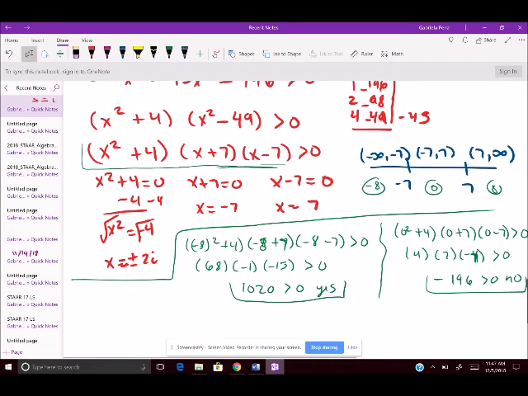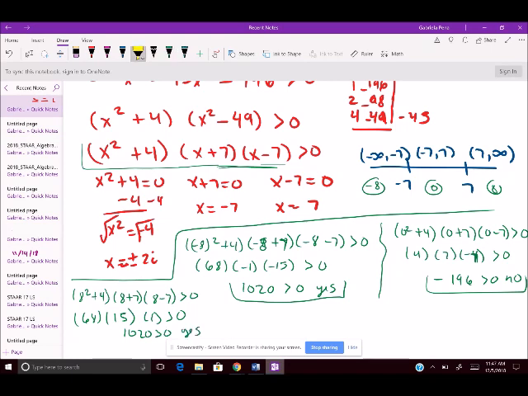And then let me go ahead and do the positive 8 over here. 8 squared plus 4, 8 plus 7, and an 8 minus 1, minus 7. That is greater than 0. So this becomes a positive 68, a positive 15, and a positive 1. And that right there is going to be, again, a positive 1020. And the answer is yes.